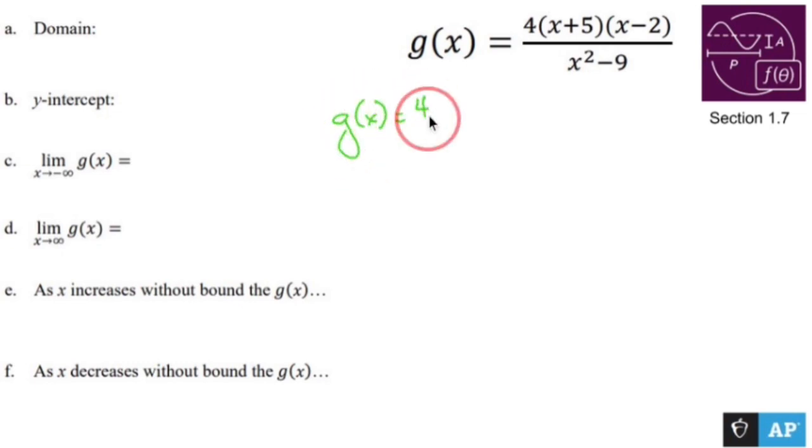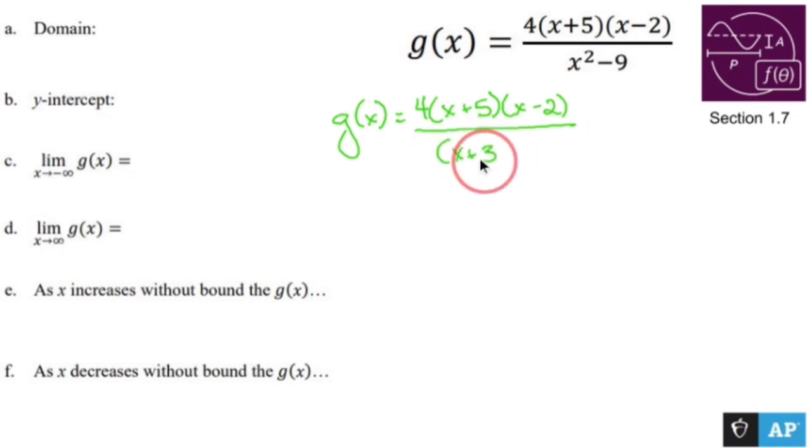The numerator I really don't have to rewrite because the numerator isn't important for the domain, but I'm going to write it out anyway because I started it. And I had to factor out the denominator. X squared minus 9 is difference of squares. That factors out to x plus 3 and x minus 3.